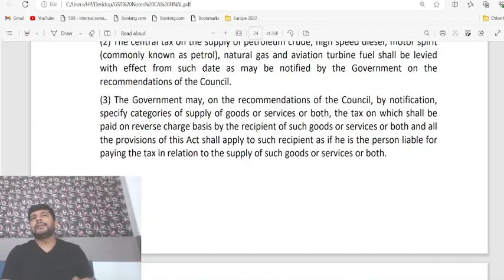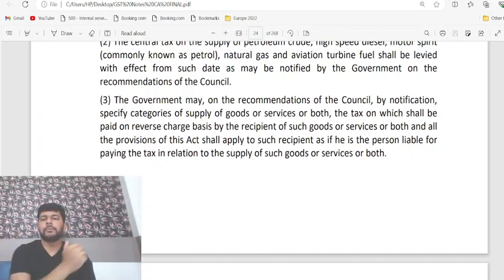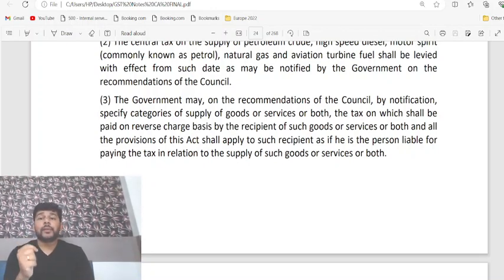And therefore, last time I gave you an illustration that in normal circumstances the supplier of service will collect the tax from the recipient of service and pay it to the government. Under the reverse charge mechanism, the supplier of service is not going to collect any tax and pay it to the government. It is the recipient instead who will determine the amount of tax and pay it directly to the government. So that is what happens in case of reverse charge mechanism.